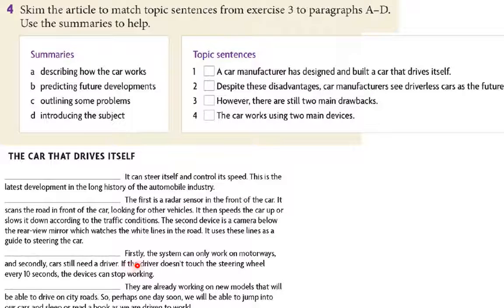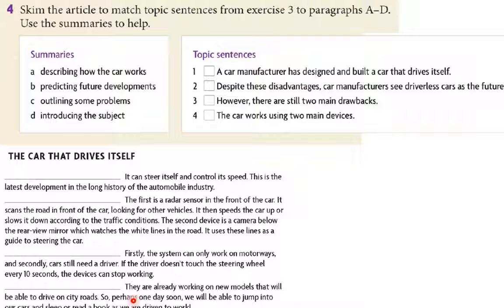So almost this paragraph is about drawbacks. So topic sentence 3 should come here. However, there are still two main drawbacks. Firstly, the system can only work in motorways, and secondly, cars still need a driver.